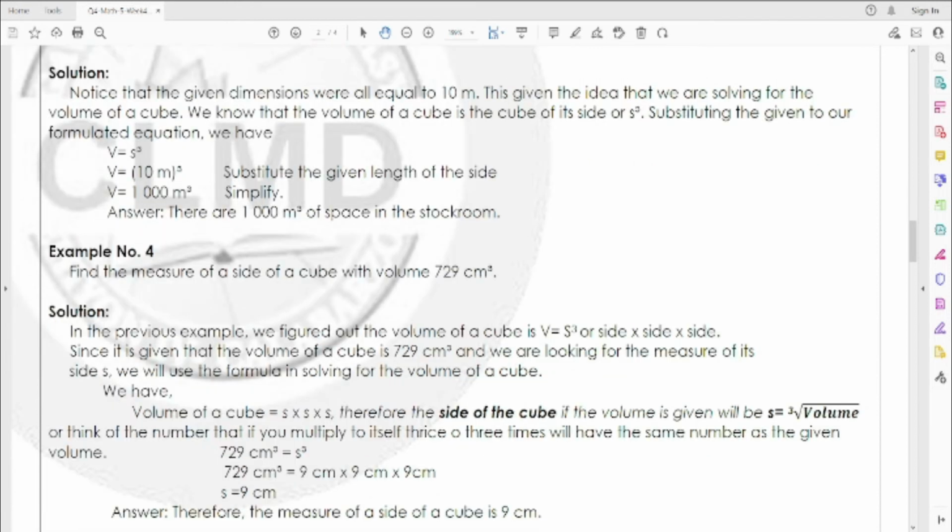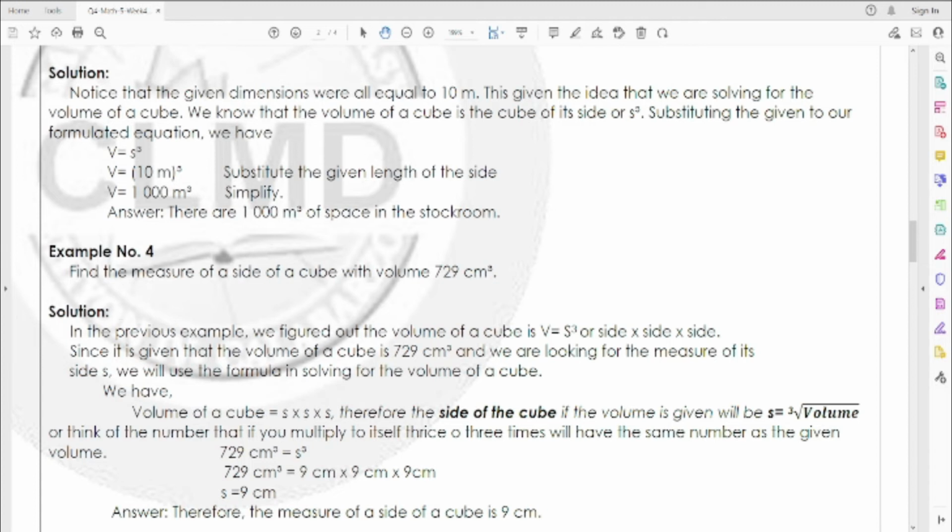In the previous example, we figured out that the volume of a cube is equal to S cubed, or side times side times side. Since it is given that the volume of a cube is 729 cubic centimeter, and we are looking for the measure of its side, which is S, we will use the formula involving the volume of a cube. We have the volume of a cube is S times S times S. Therefore, if the volume is given, S is equal to the cube root of the volume.